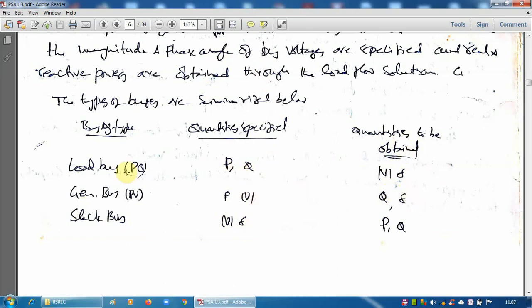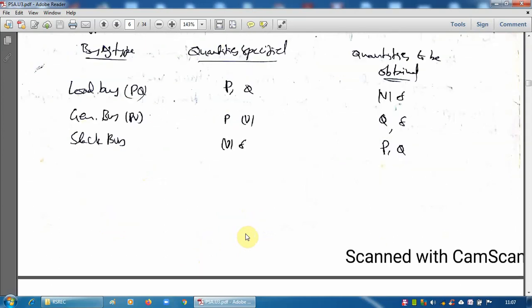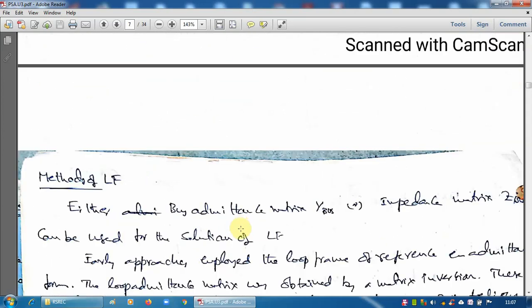If P and Q are given, that is called load bus, PQ bus. If P and V are given, that is called generator bus or PV bus. If V and delta are given, that is called slack bus or reference bus. So like that, bus data is also needed for a load flow solution. So Y bus data and system bus data, these two are major parts of the data that we require for conduction of load flow. That is very important.